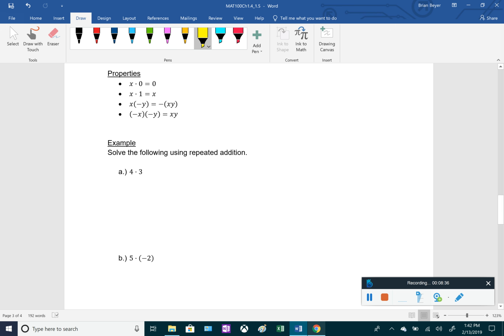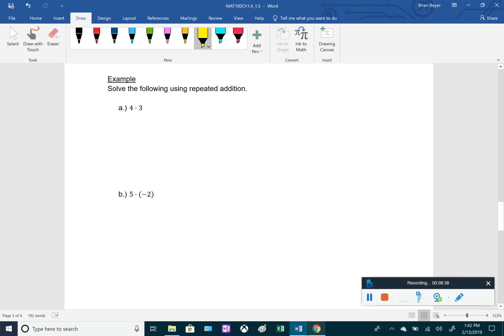Let's do some examples with repeated addition. So 4 times 3. We probably know off the top of our head that that is 12. But using repeated addition, what that means is we're going to add one of these numbers together, the other number's amount of times.